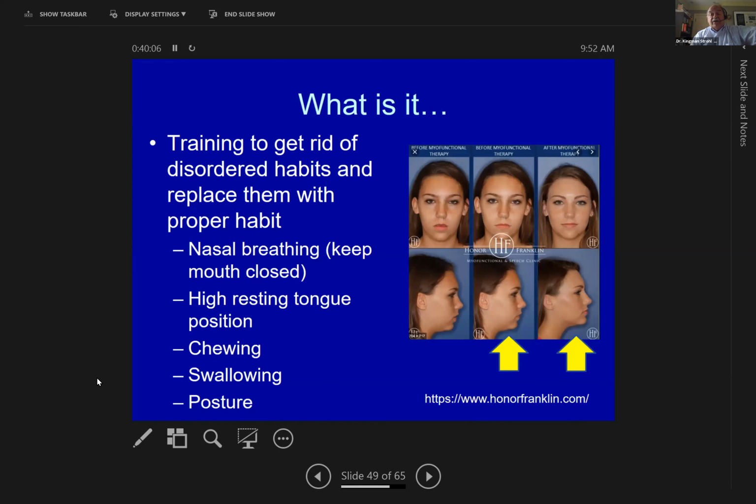What is it? It's training. 1908 was the first description, but it's still on there. You can take a kid with a retrognathia and you can train them so that their chin moves forward. Pretty cool. You can train to get rid of disordered habits, disordered things that happen.